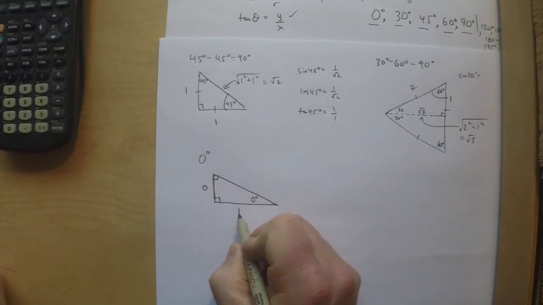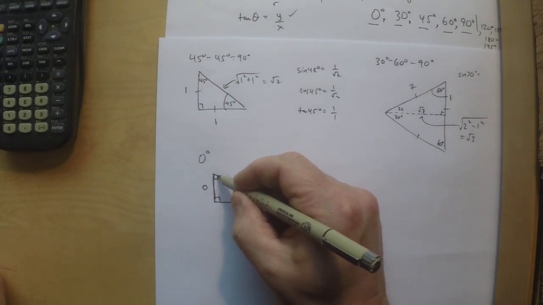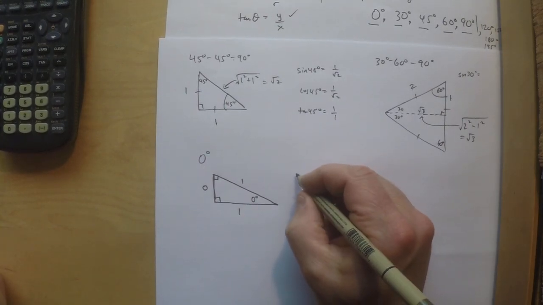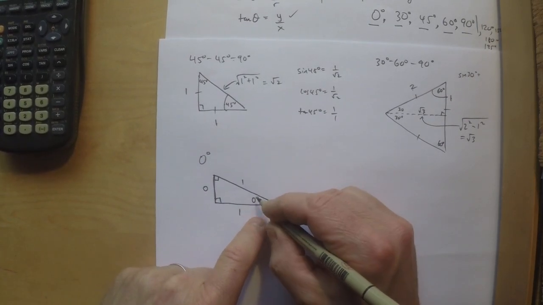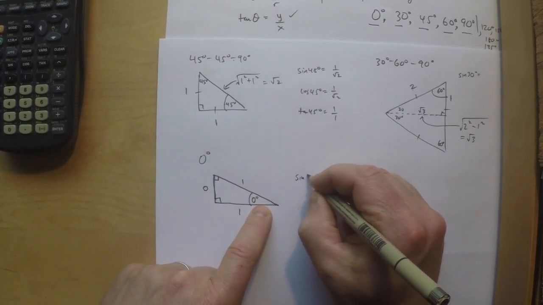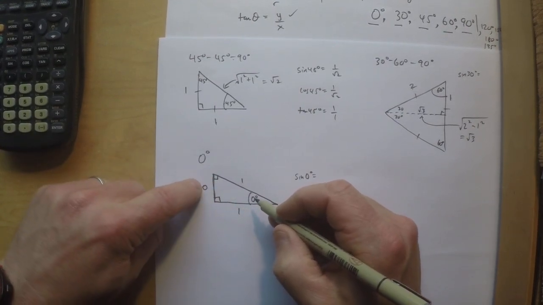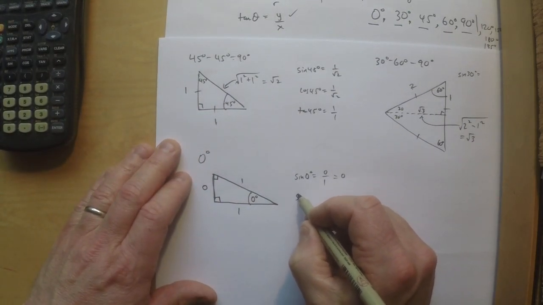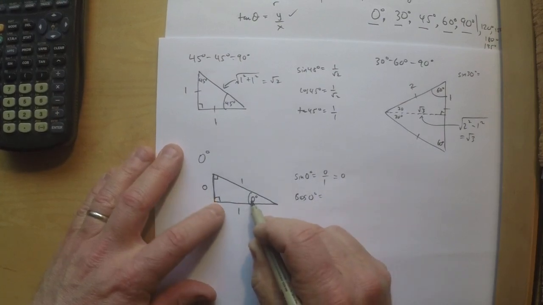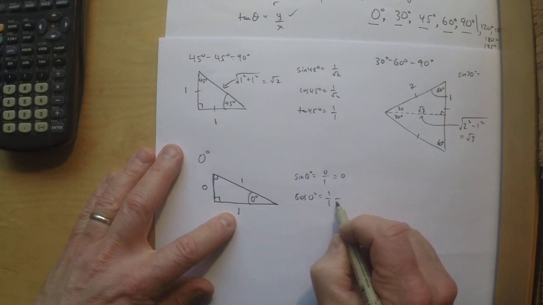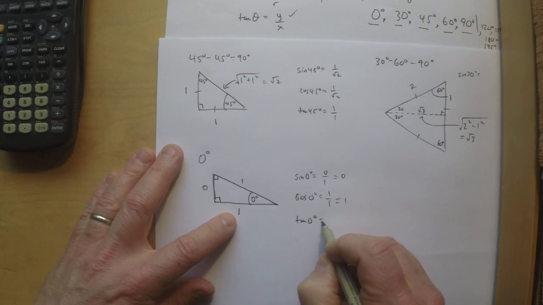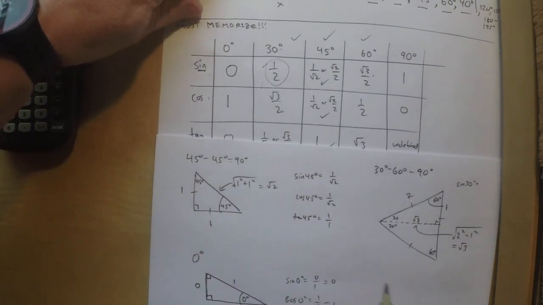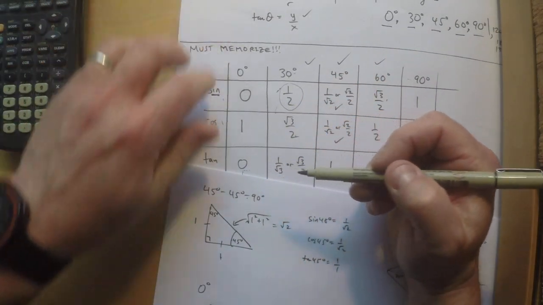This can be whatever I want, 1. If this is 0 degrees, this hypotenuse, if it's shrunk down, must be the same as that. And now take a look. Sitting at this angle, what is sine of 0 degrees? Sine of 0 degrees is opposite over hypotenuse. 0 over 1 is 0. What's cos of 0? Cos of 0 is adjacent over hypotenuse. 1 over 1, which is 1. And tan of 0 is opposite over adjacent. And that's where you get the 0, 1, 0.